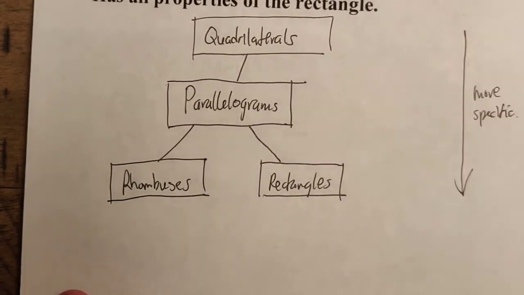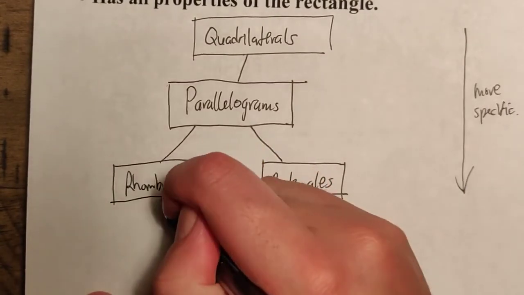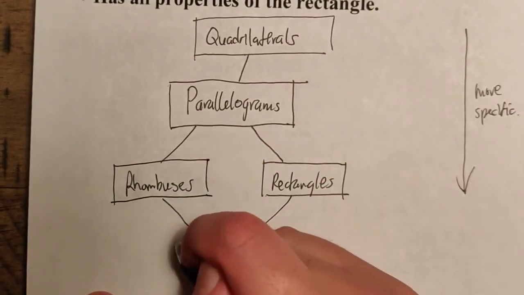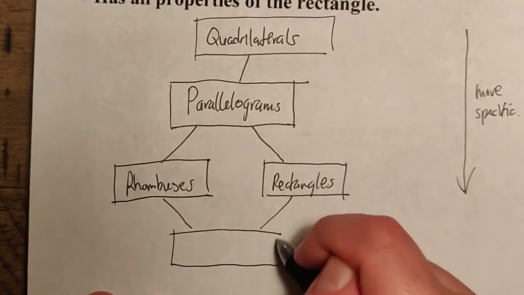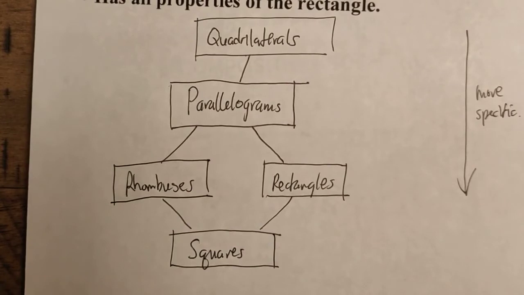Now, noting for our square, it makes sense, since the square has the properties of both a rectangle and a rhombus, it should look something like this. So it makes sense, therefore, that our squares should be at the bottom of our tree here. It's the most specific type of quadrilateral, and it'll look something like this.